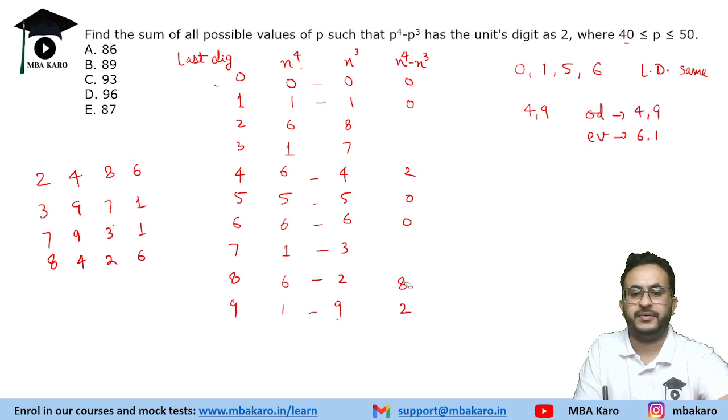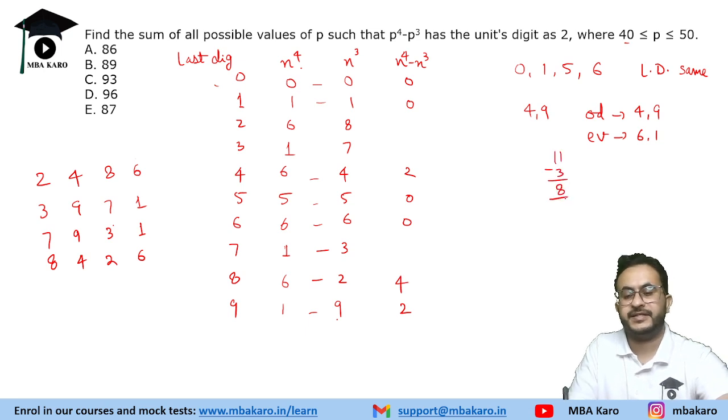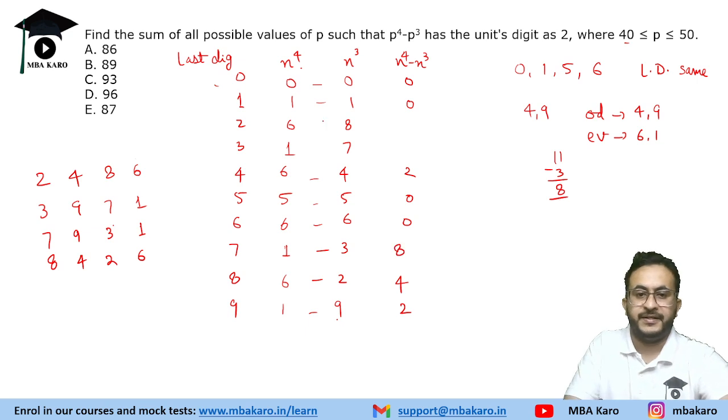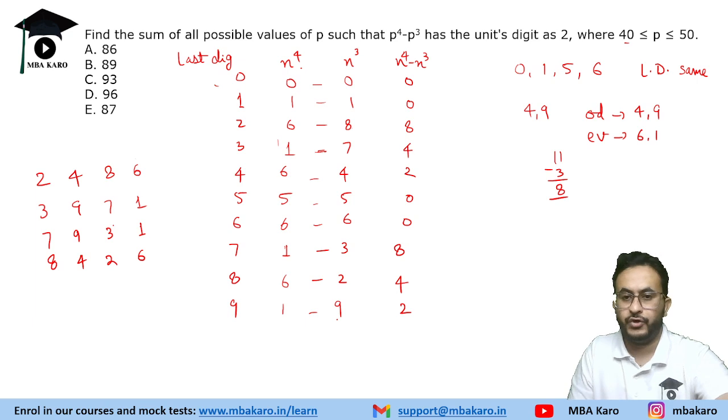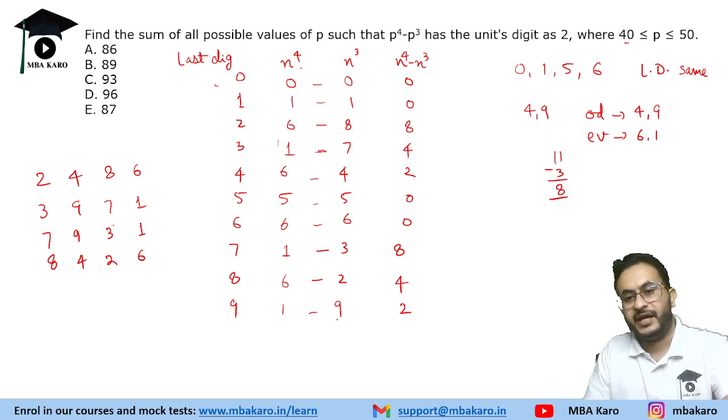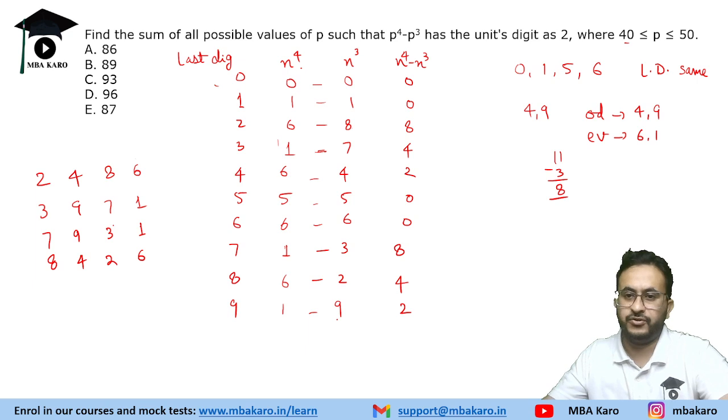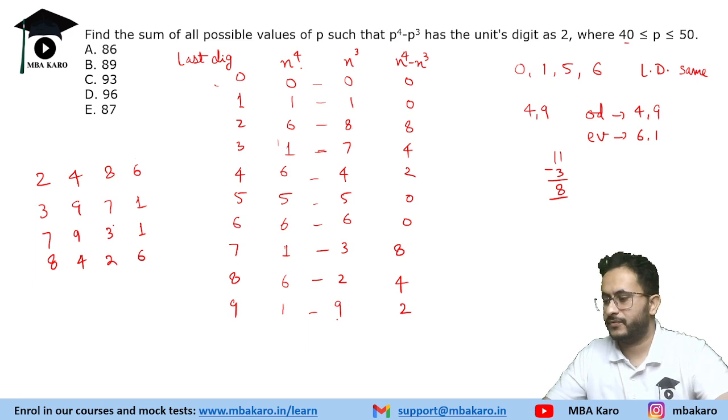Right. 1 minus 3 means 11 minus 3. That is 8. So we will take 8. Remember this thing. So this is 8. 6 minus 8. Again we will take 16 minus 8. That is 8. And 1 minus 7 we will not take minus 6. We will take 11 minus 7. That is 4. So these will be the last digit of n to the power 4 minus n cube in each of these numbers. Okay.